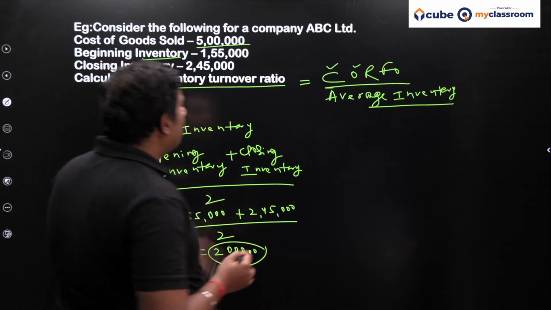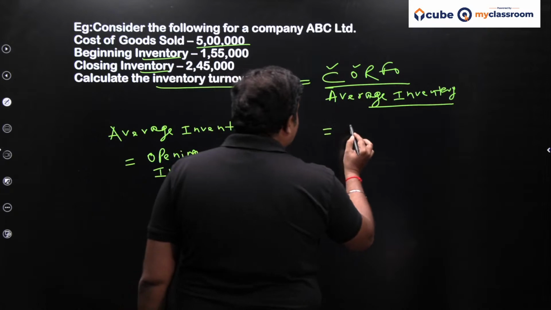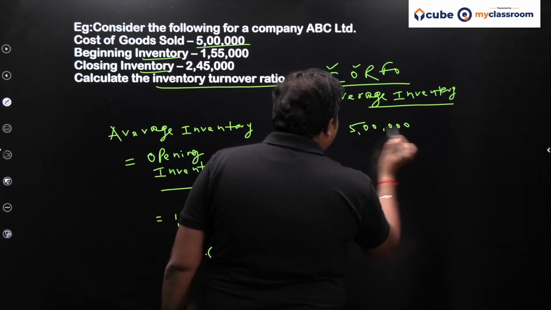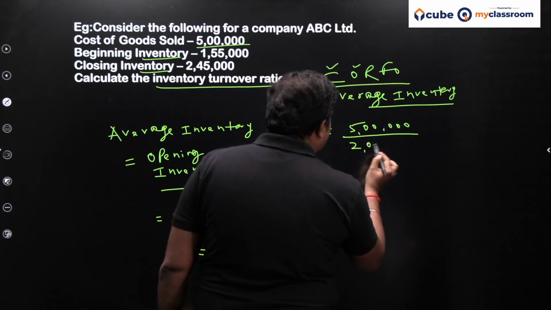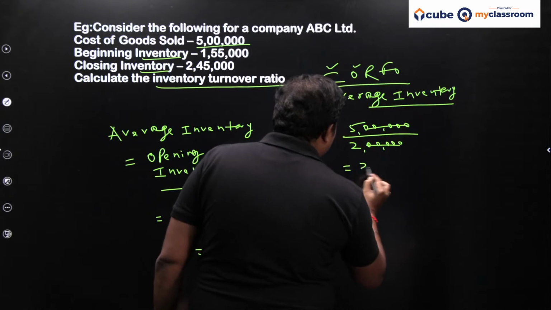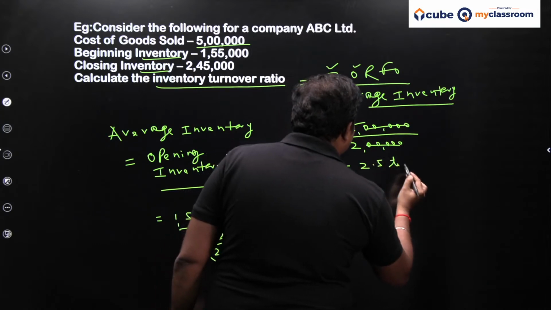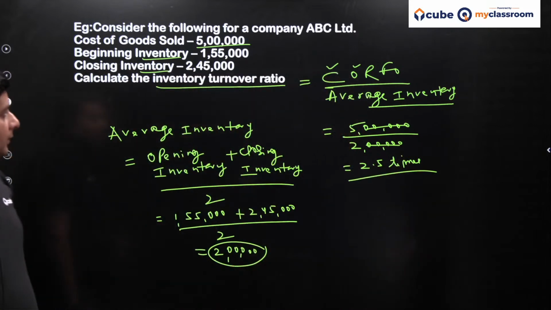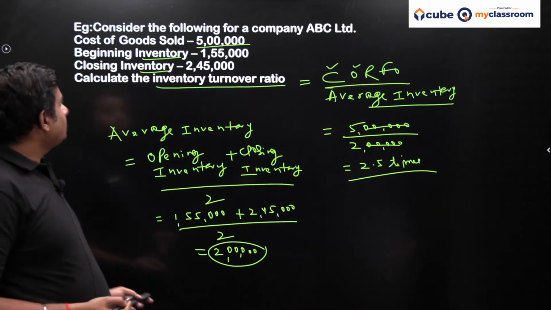And cost of revenue from operation is already given in the question, and that is 5 lakh. So 5 lakh upon average inventory of rupees 2 lakh, just now we have calculated. So it is 2.5 times. The answer is 2.5 times. I hope you understand. Very simple question.